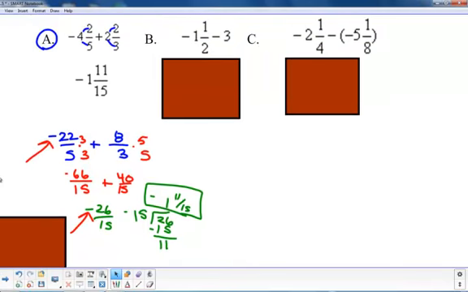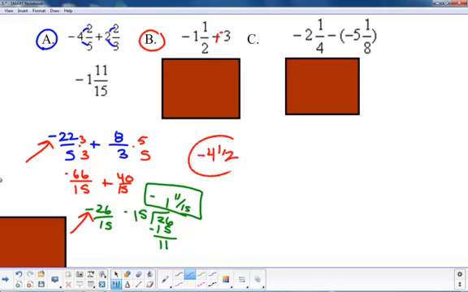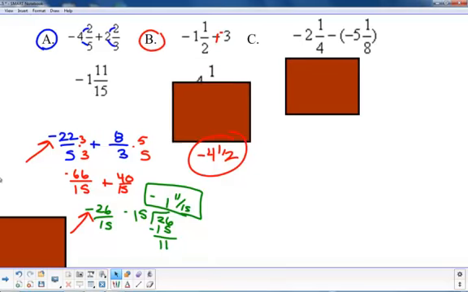Okay, problem B. And again, you should be able to do these without a calculator. So go ahead and hit pause and try that. All right, I would make that plus a negative. So we have a negative 1.5 plus negative 3, and that's just negative 4.5. You don't have to make any common denominator. You just put the negatives together, and it's a bigger negative.